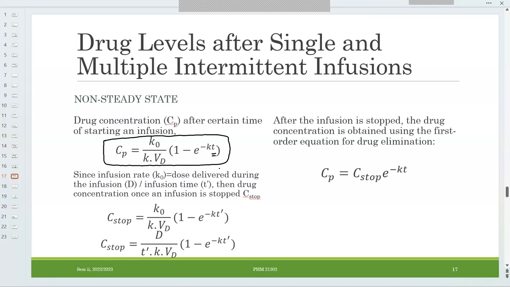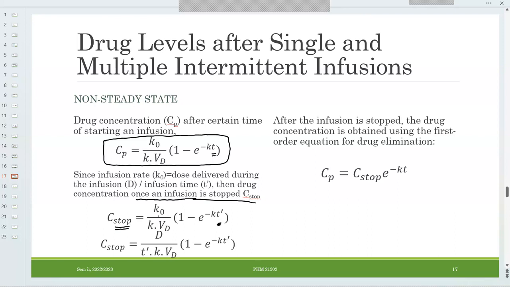So if infusion stopped, okay, once the infusion is stopped, what is the concentration at the time the infusion is stopped? Then instead of T, we use just T prime. T prime means the infusion time. So C stop, here the concentration of drug in plasma once the infusion stopped, same equation, but the time here is the time the infusion was stopped. We call it T prime. T prime is the infusion time.